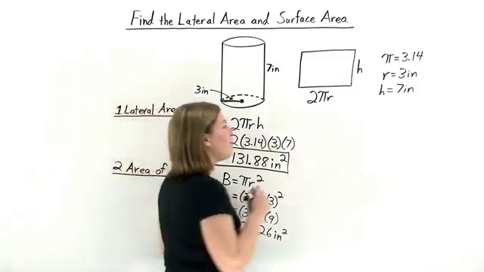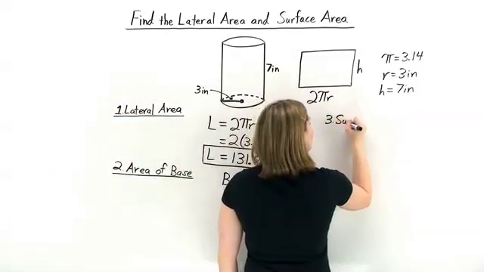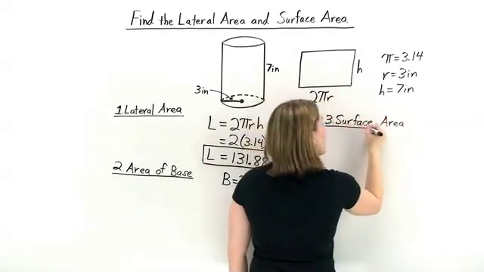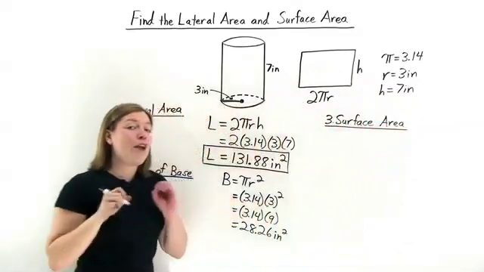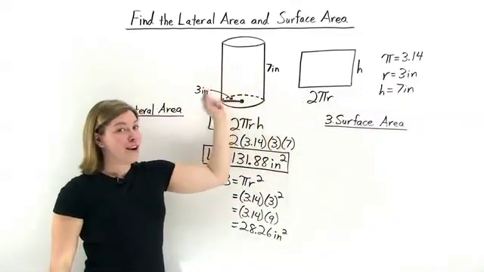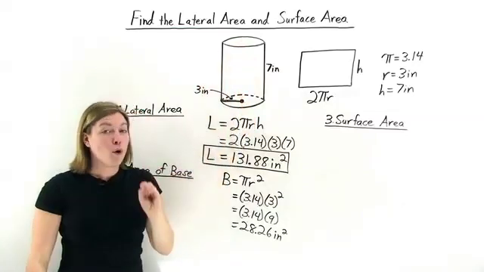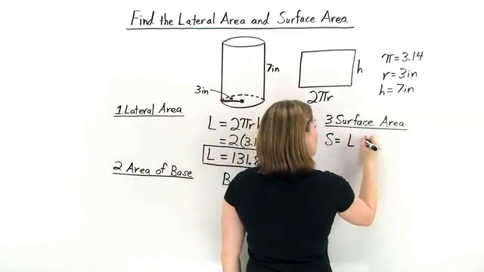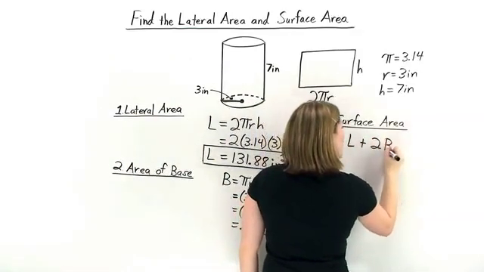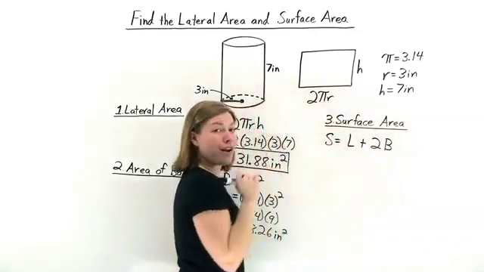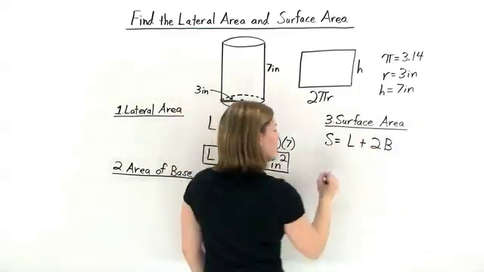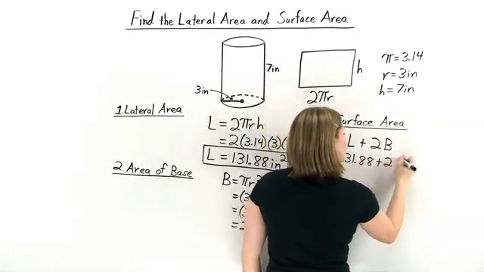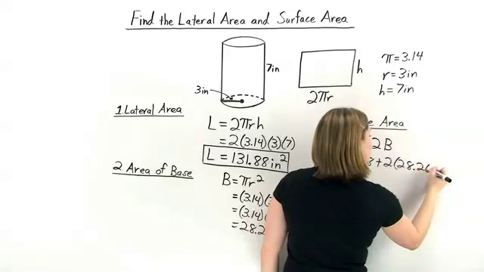That means that we have enough information to find the surface area. Remember, to find the surface area, we're looking for the area of the entire surface of the cylinder. That means we need the lateral area, the area of that curved side, and the area of both of the bases. So to find S, the surface area, we need to take L, the lateral area, and add 2 times B, 2 times the area of one of the bases, to account for both of the bases. Now we plug in these values. We have 131.88 plus 2 times 28.26.